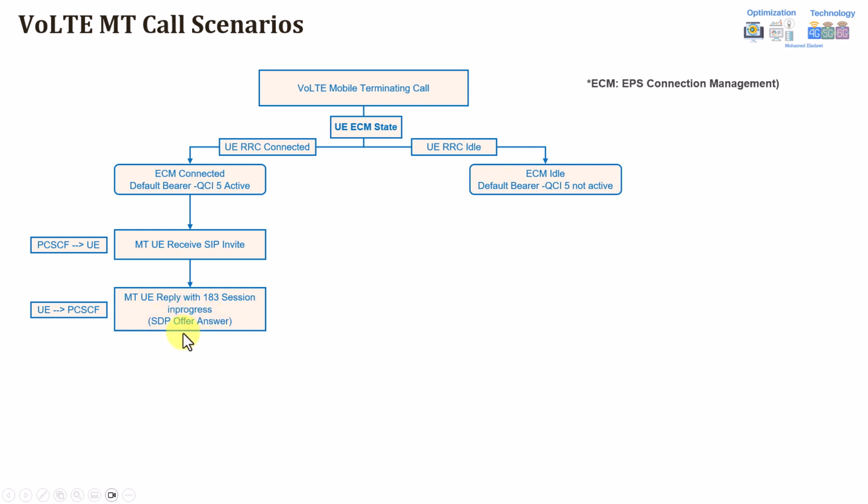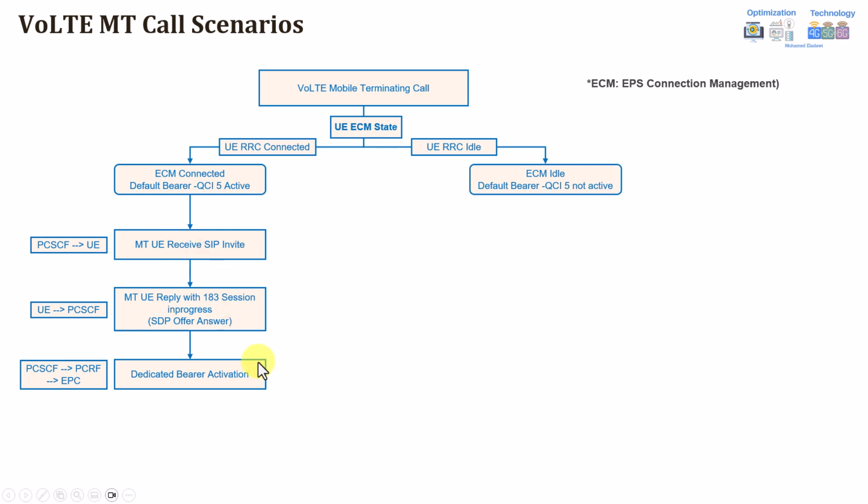And this SDP offer just tells the mobile originating side that these are my supported codecs, to start the negotiation about the codecs which are going to be agreed between both users. Then, once the network receives the 183 Session Progress, it will start the procedure to establish a dedicated bearer for the mobile terminating call.